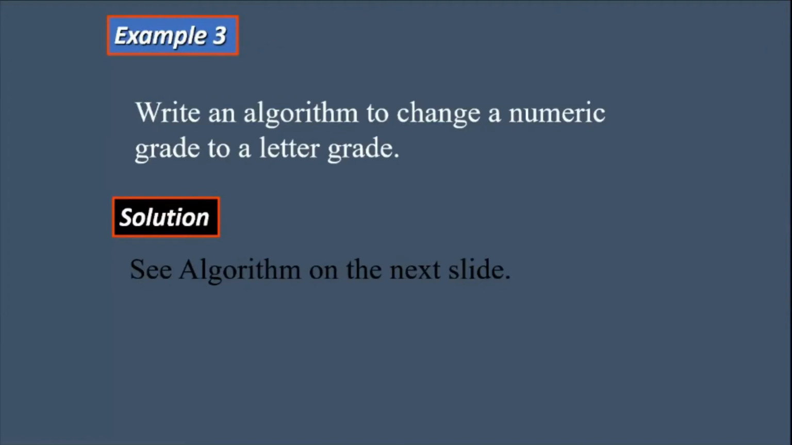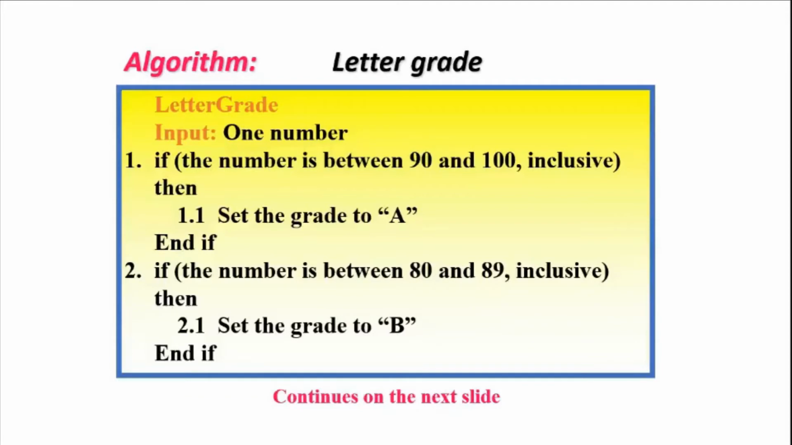Now the example 3. Write an algorithm to change a numeric grade to a letter grade. That is, there are multiple categories of grades available. In the previous case, only 2 types of grades were available, pass or no pass. In this case, A, B, C, D, E, etc. different grades are available. So in that case, what we will do? We input one number, that is the number corresponding to the specific mark.